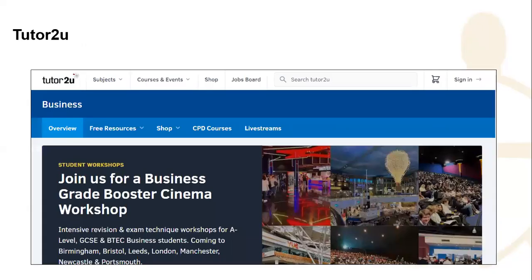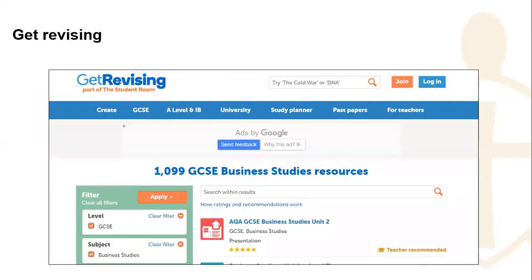There's also Tutor2U, lots and lots of resources to help you with exam technique on here. There's lots and lots of videos on key things that we have covered to break it down. So please do visit Tutor2U, because there's lots and lots of resources there to help you in the exam. Again, get revising. As you can see there, there's nearly 1,100 resources, lots of questions that you can go through, or online quizzes that you can take part in to help you with your revision.